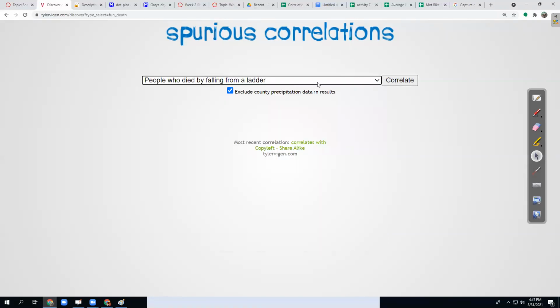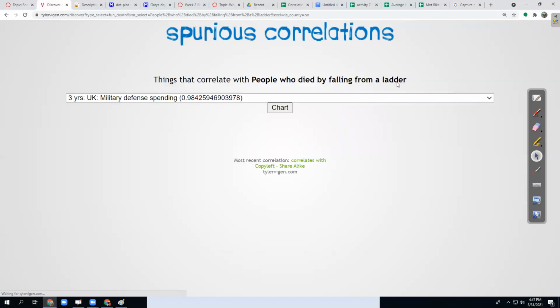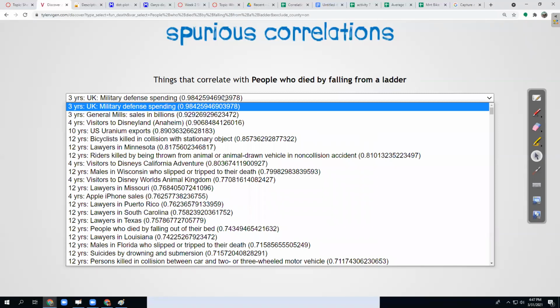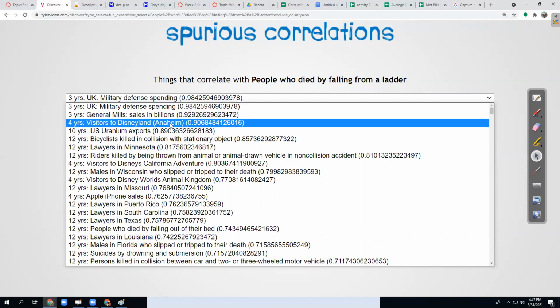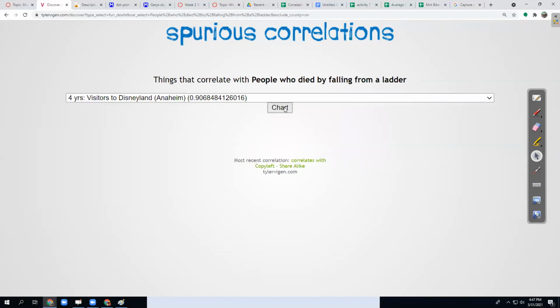Then after I choose the first data set, I hit correlate. And then what it does is it finds a whole bunch of other data that might go well with it, and it gives you the R value. And so US military spending, General Mills sales, visitors to Disneyland. Let's check that one out. So then I hit chart it.